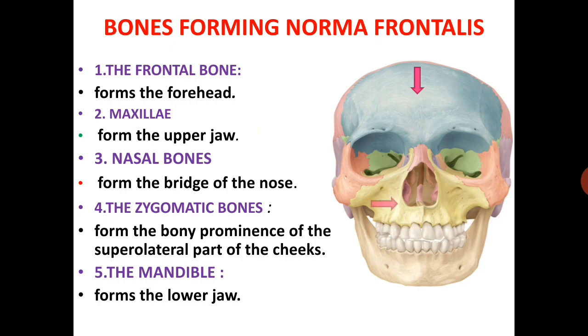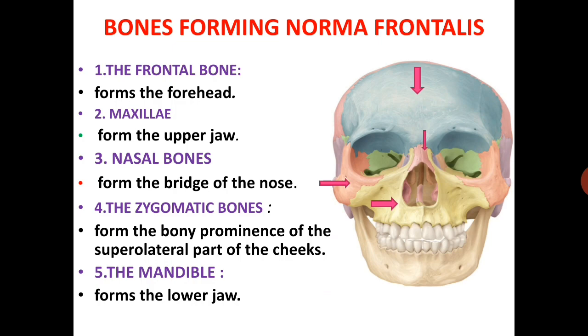Next is the maxilla. The right and left maxillae form the upper jaw. It contributes a large share in the formation of the facial skeleton. Next are the nasal bones. The right and left nasal bones form the bridge of the nose.